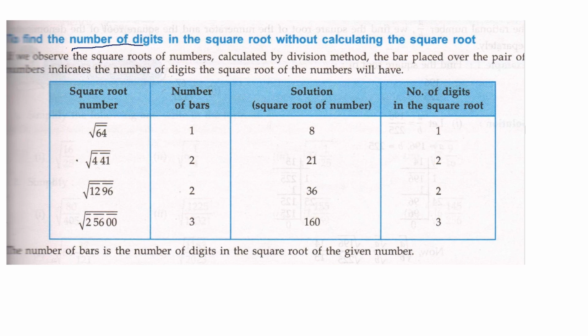To find the number of digits in the square root without calculating the square root. For example, if I say 49, then you have so many methods. After that you calculate and you say that the square root of 49 is 7. So the number of digits in the square root of 49, how many digits will it have?